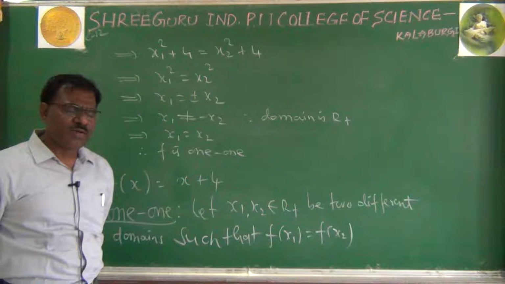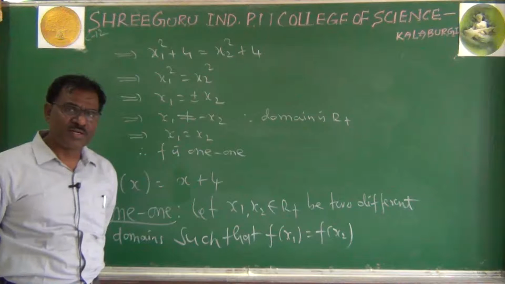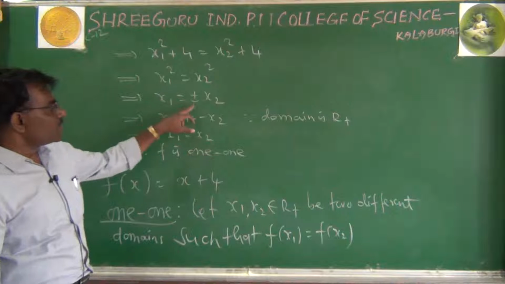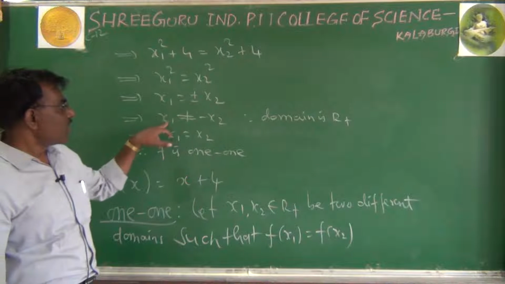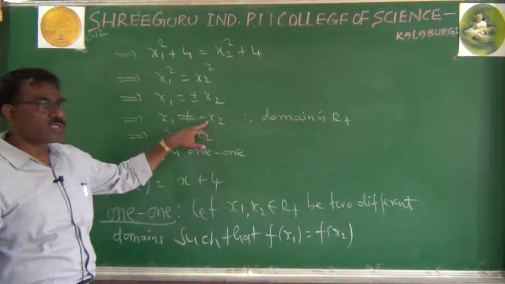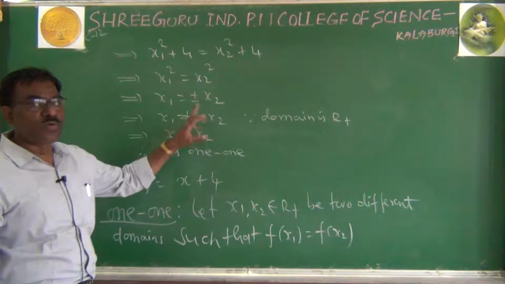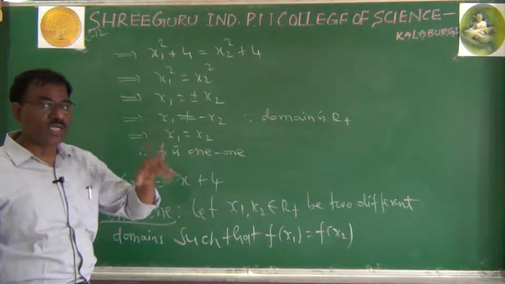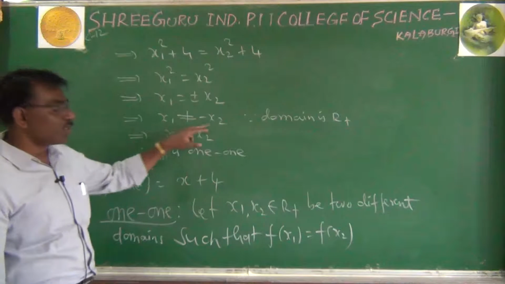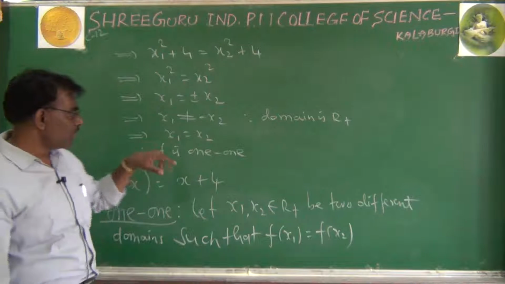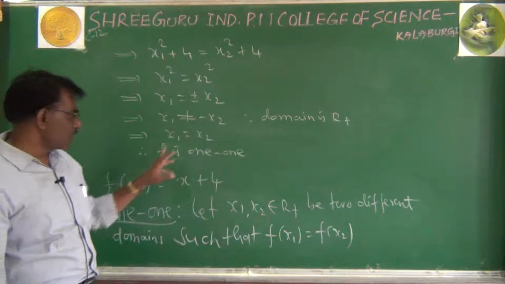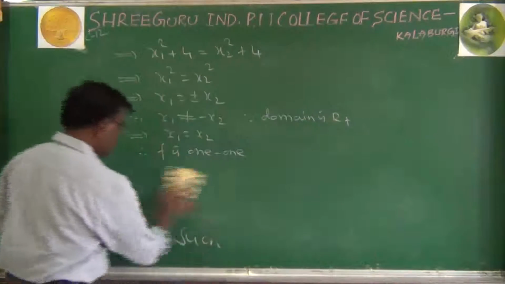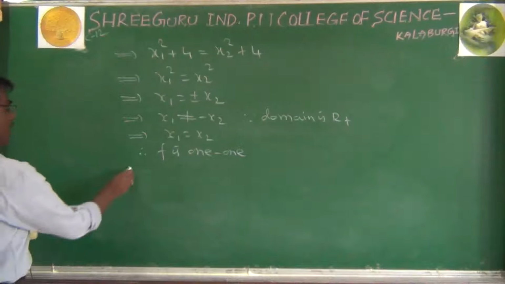Be careful, the domain is R plus only, non-negative real numbers. x1 equal to plus or minus x2, and x1 not equal to minus x2 because there are no negative real numbers in the domain. It is not possible. It implies x1 equal to x2, f is one-one. Okay. Now how to prove onto?